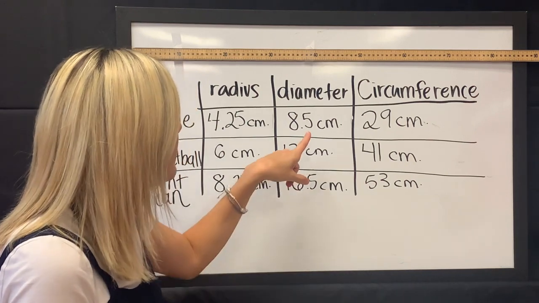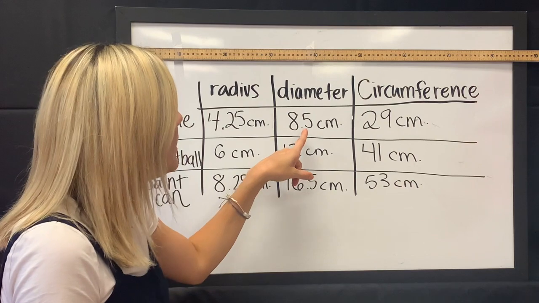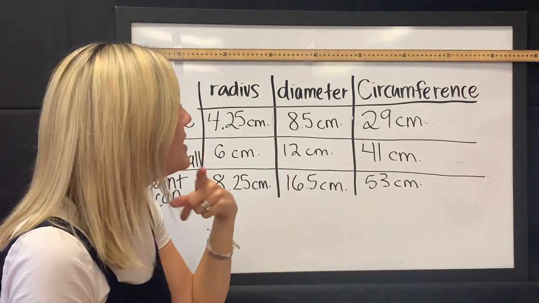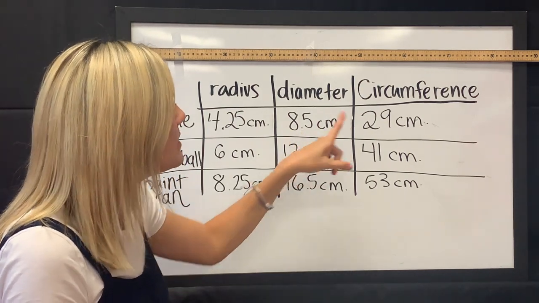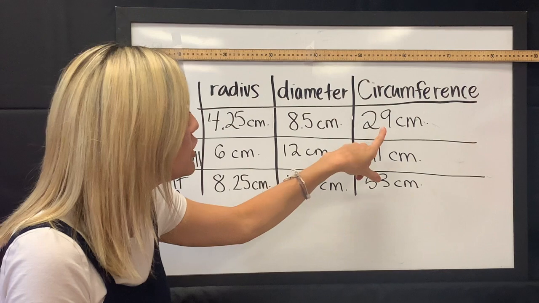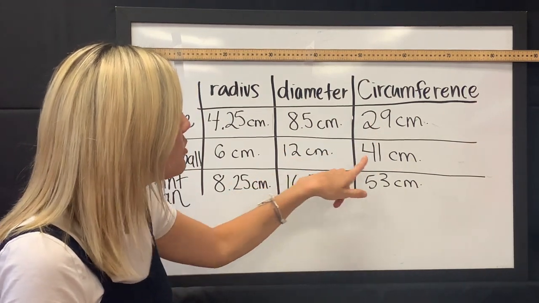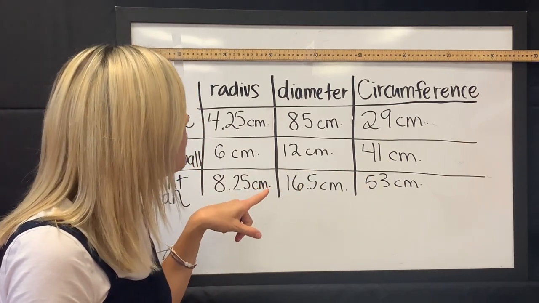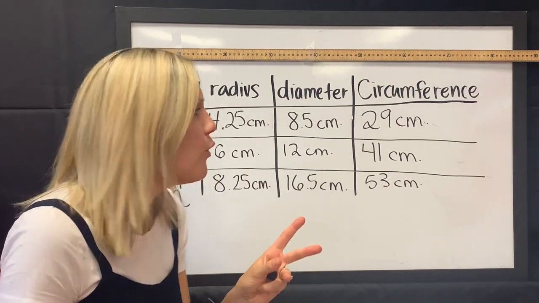So I'm going to round this to about 9. I'm just going to round up. So 9 times 2 is 18. 9 times 3 is 27. 9 times 4 is 36. So this is kind of close to 9 times 3. And let's look at this one. 12 times 3 is 36. 12 times 4 is 48. So it's kind of in between 3 and 4.